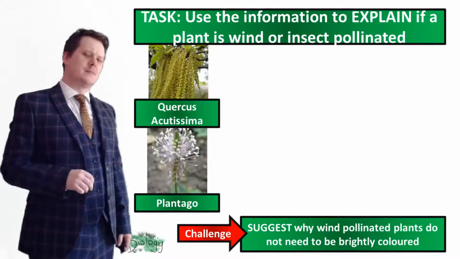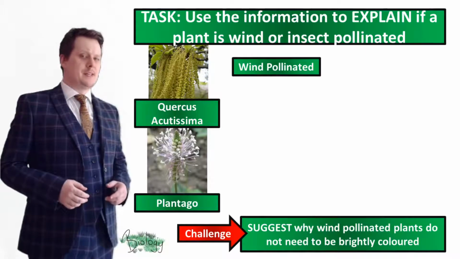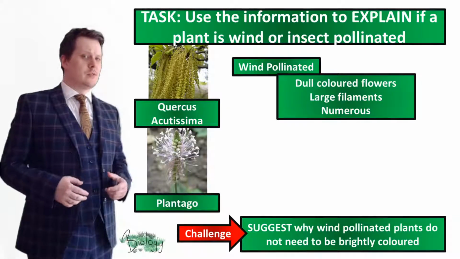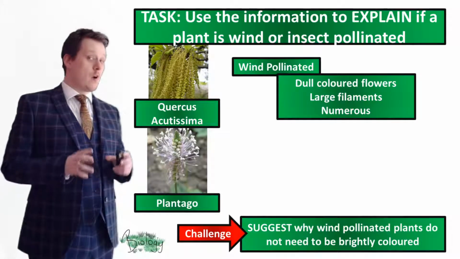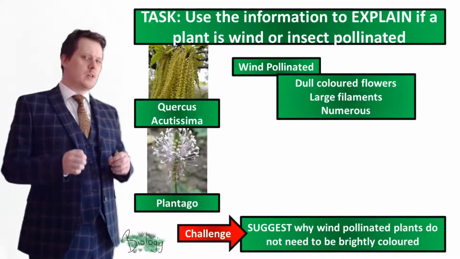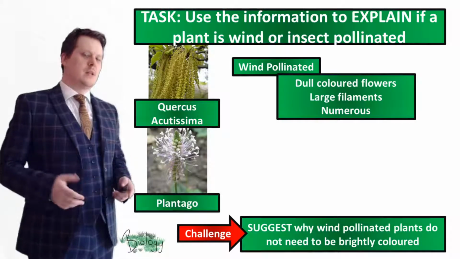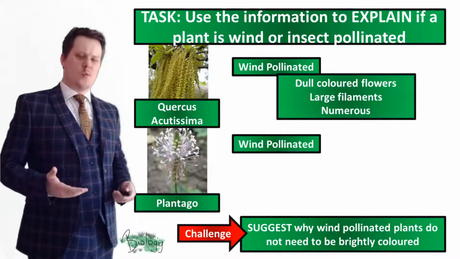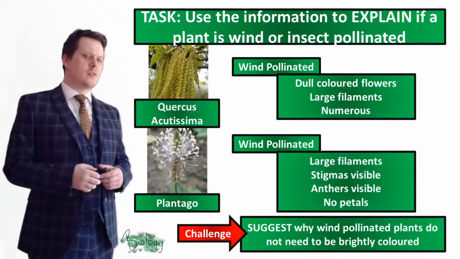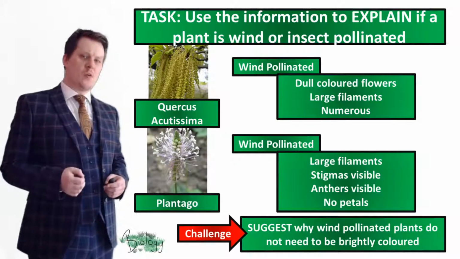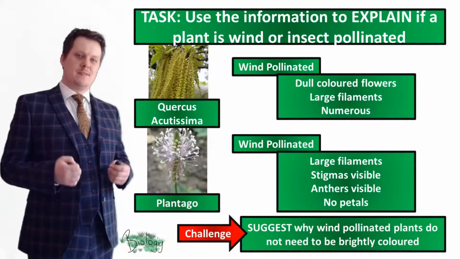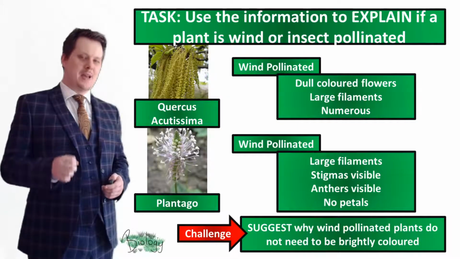Have you got your answer? Our Quercus is wind-pollinated, and you can tell this because it's got dull colours, it's got large filaments, and there are a lot of filaments, so they're going to be producing a lot of pollen. This Plantago plant is also wind-pollinated, and you can tell because it's got large filaments, the stigmas are also visible, the anthers are visible, and it has no petals.